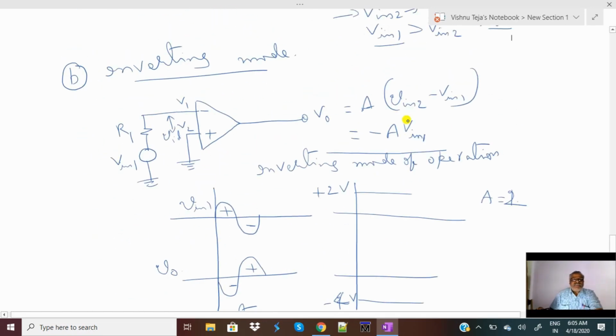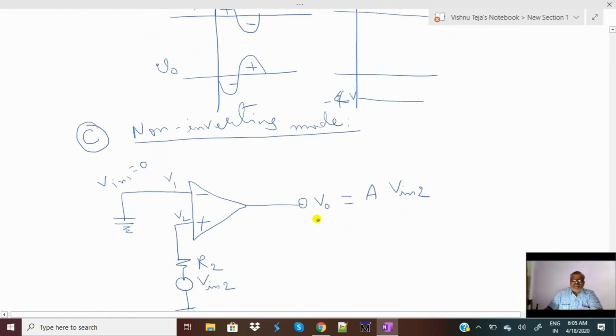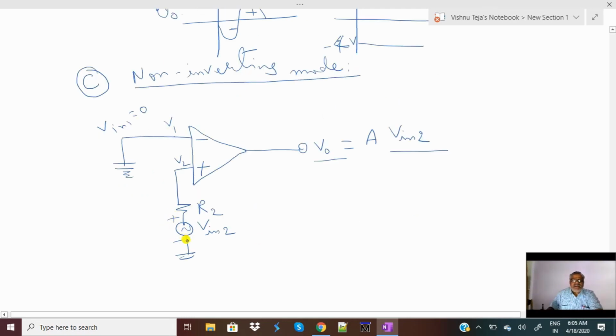If we look at the previous one, the inverting mode, V0 is equal to minus A into Vin1. So if Vin1 is positive, V0 is negative. If Vin1 is negative, V0 is positive. So the output is always opposite to the polarity of Vin1. But in the case of the non-inverting amplifier, the non-inverting mode, the polarity of the output voltage is always the same as that of the input voltage applied at the non-inverting terminal.